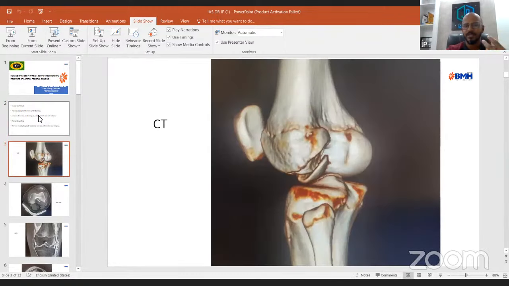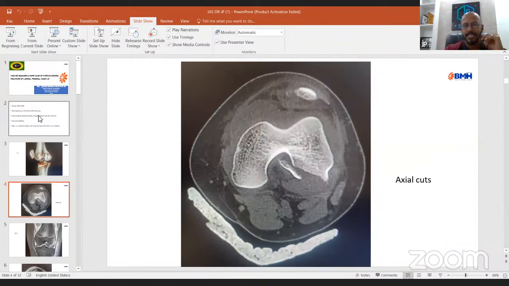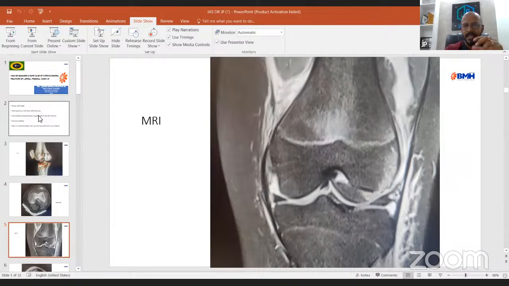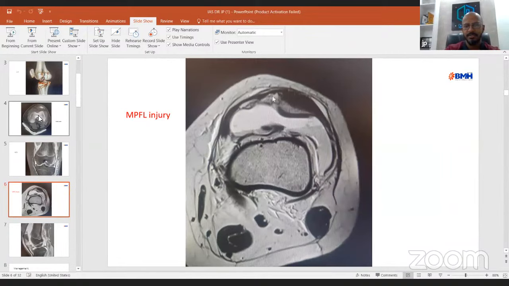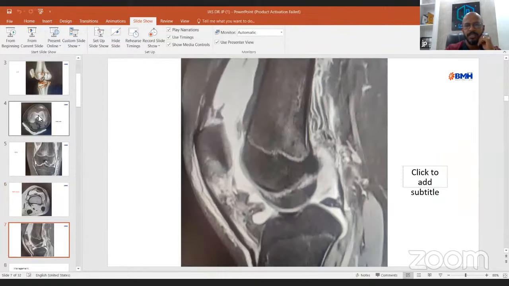So we took a CT scan, and this was the picture we saw in the CT scan. We got a big osteochondral defect on the posterior aspect of the femur. And these are other axial cuts of the CT in which the fragment is displaced. And this is another picture. You can see the entire piece is intra-articular. And this is another picture that shows the MPFL injury also, the severe effusion of the joint, and MPFL injury also was there. And this is another view of the MRI.